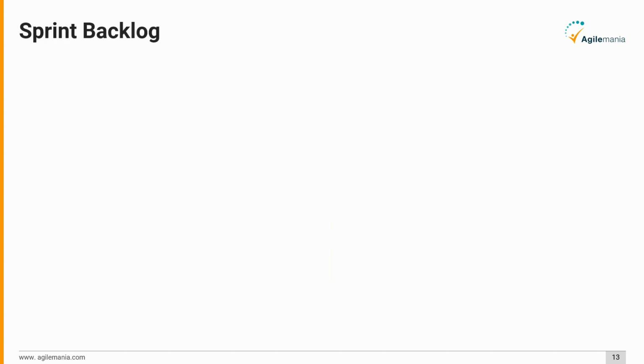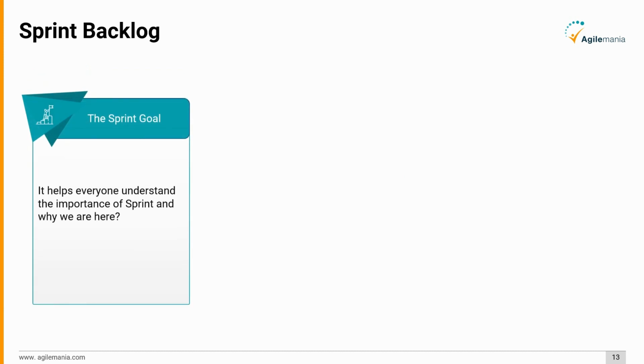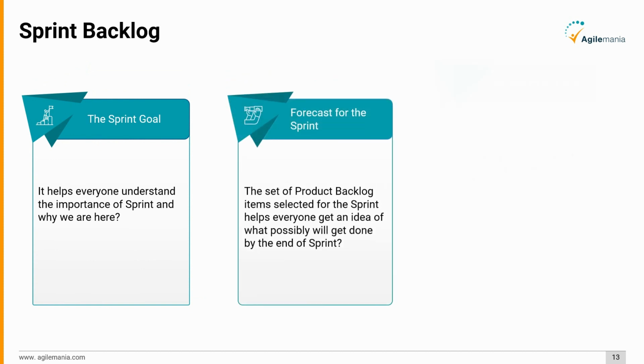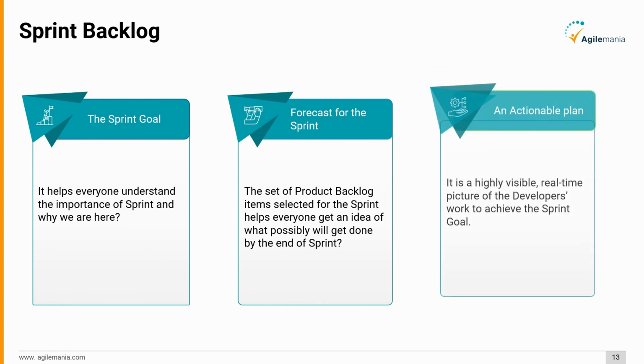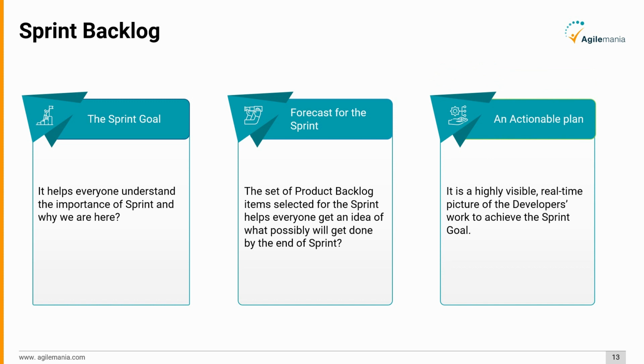The sprint backlog is composed of the sprint goal. It helps everyone understand the importance of sprint and why we are here. Forecast for the sprint: the set of product backlog items selected for the sprint helps everyone get an idea of what possibly will get done by the end of sprint. And an actionable plan: it is a highly visible, real-time picture of the developer's work to achieve the sprint goal.